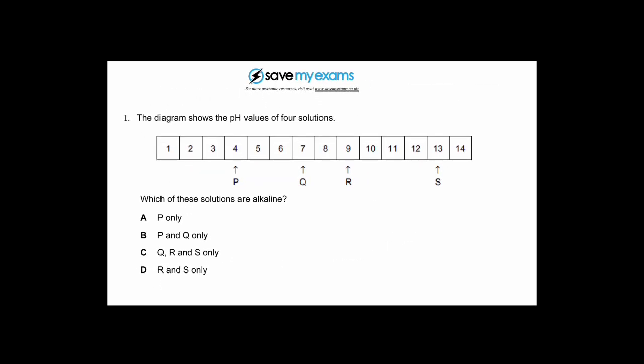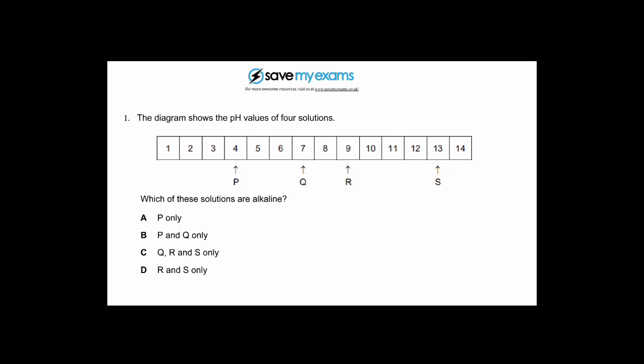the diagram shows the pH values of 4 solutions. We are having the values ranging from 1 to 14. We understand that this indicates the pH scale, and in most cases, the pH scale ranges from 0 to 14. Now the question is saying, which of these solutions are alkaline?